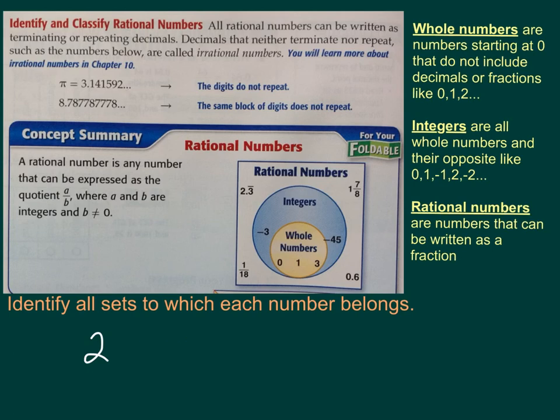It's also a whole number. Okay, 0, 1, 2, starting at 0, whole numbers. So yeah, that would be a whole number. And it's also an integer, because all whole numbers are also integers. Okay, so this would actually fall into 3 categories.